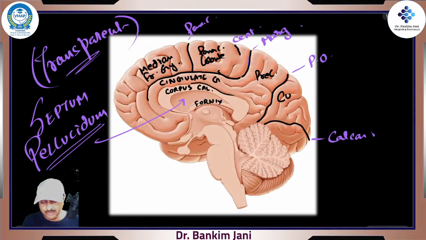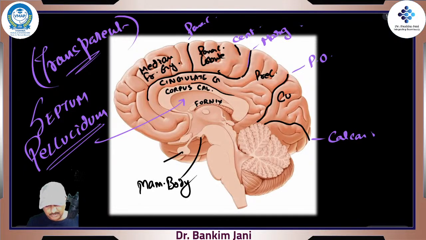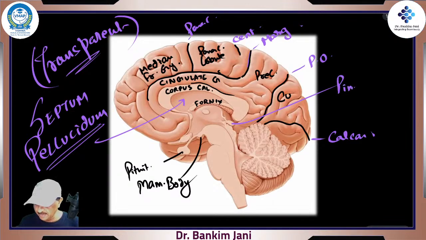That is the fornix. If we say fornix, then immediately we remember that this one is what? Mammillary body, correct? So then over here, the pituitary gland, right? If that is the pituitary, then where is the pineal? Here is the pineal gland. The structures which are associated with this are the corpus callosum.